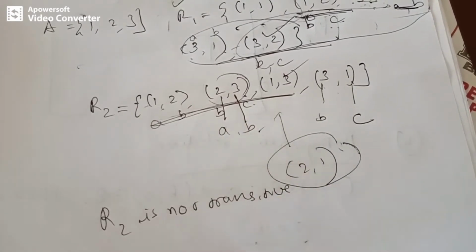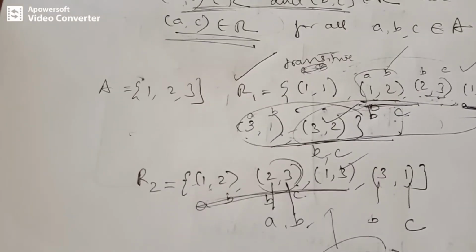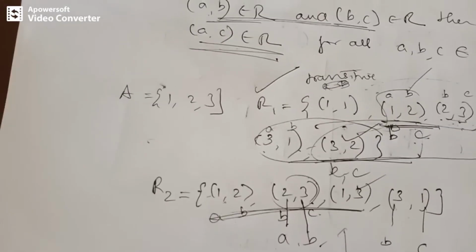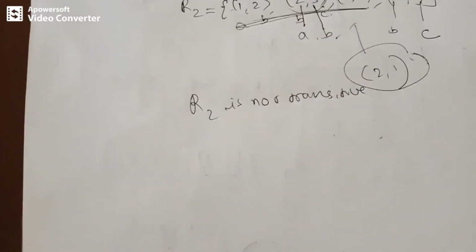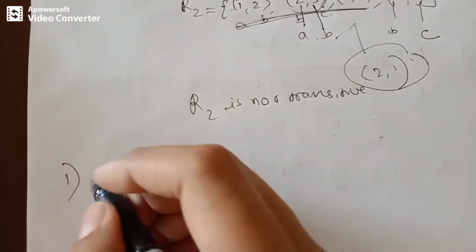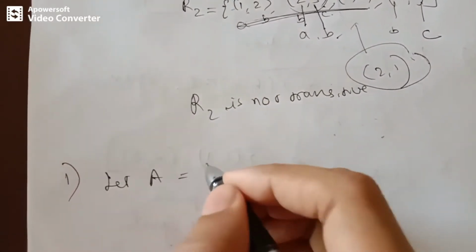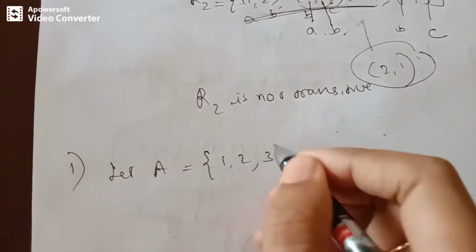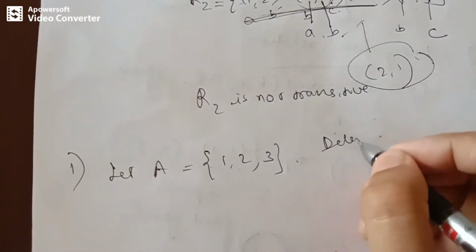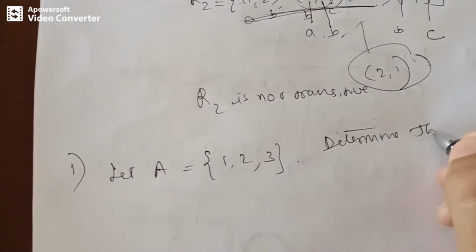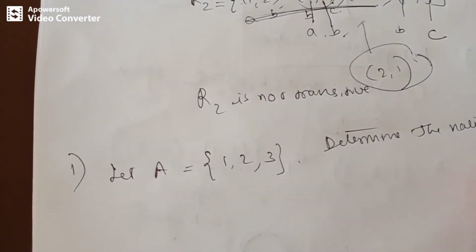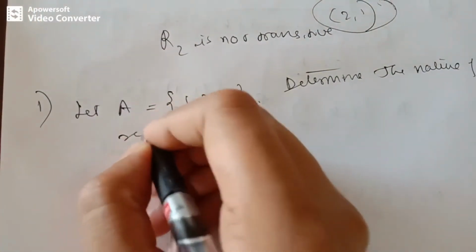Clear? So, this is the way how we need to identify whether a relation is reflexive, or whether it is an irreflexive relation, or whether it's a transitive, or whether it's a symmetric or antisymmetric relation. So now let's look into certain problems. You'll be understanding it more clearly. Let's take a particular problem. Let A equals 1, 2, 3, and we need to determine the nature of the relations.